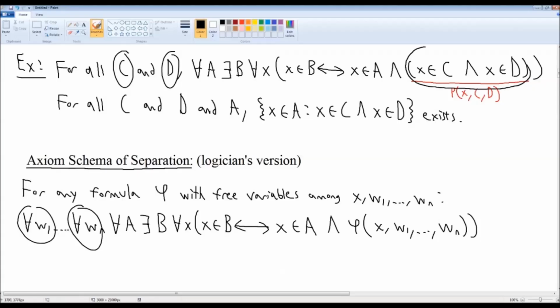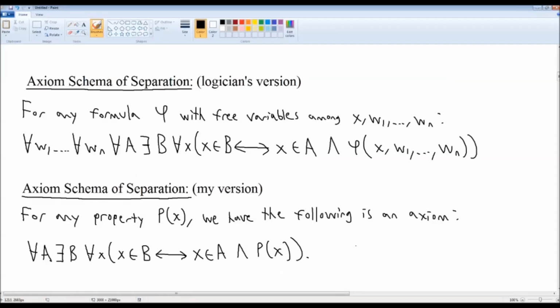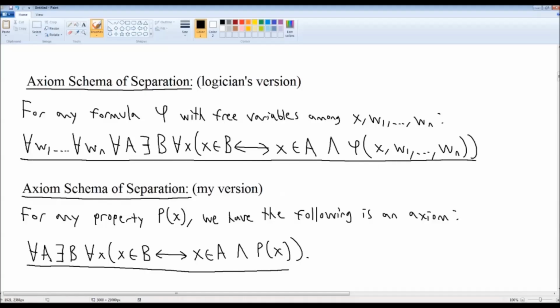And our formula depended not only on X, but also on C and D as well. Or in this case, W1 and W2. It doesn't really matter what you name them. For reference, let's compare that to my version of the axiom schema. As you can see, my version, this, is a lot less intimidating for new students than this.